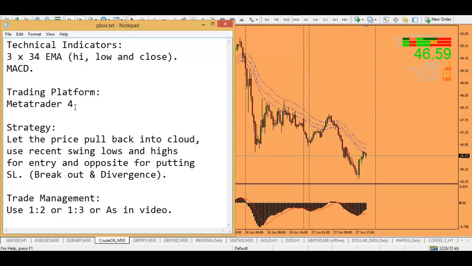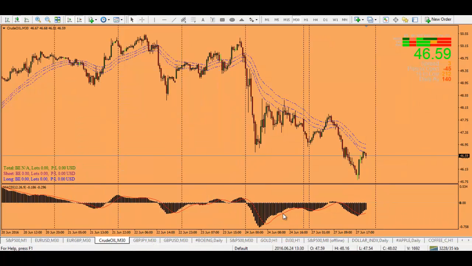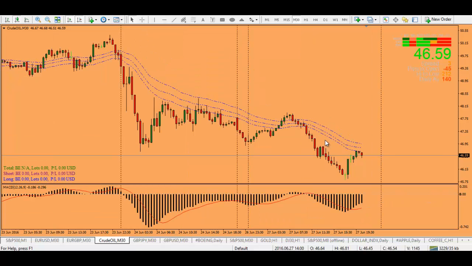And as mentioned earlier in the video, the trading platform is MetaTrader 4. So the strategy is really very simple. I've also added the regular MACD. This is called the wave low, wave high, and the center. The gaps or the space between the moving averages, we will call it the cloud.